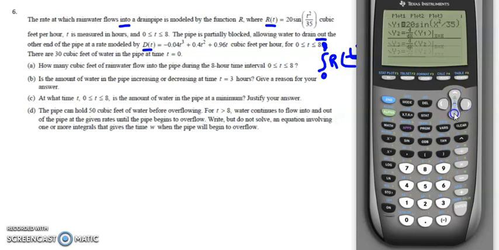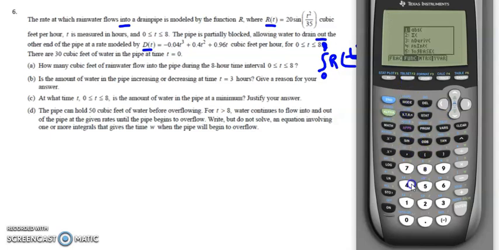And while I'm at it, I'm going to go ahead and plug in under my Y4 the rate out, because I have a sneaking suspicion we're going to need it. So negative 0.04 x cubed plus 0.4 x squared plus 0.96 x.